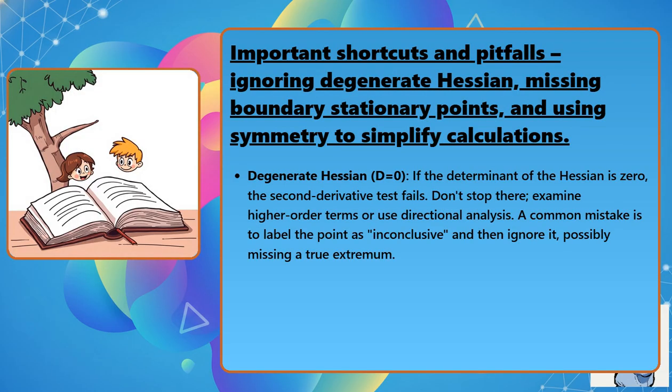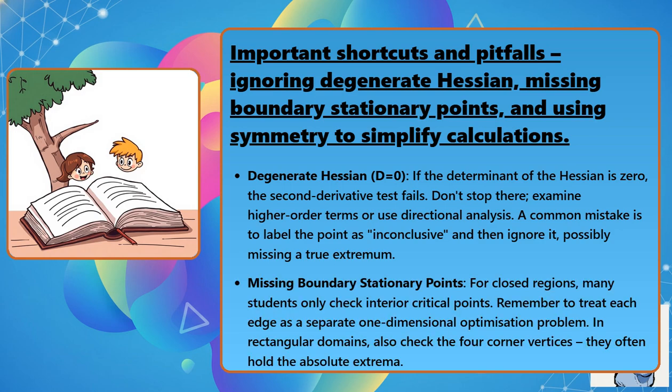If the determinant of the Hessian is 0, the second derivative test fails. Don't stop there. Examine higher order terms or use directional analysis. A common mistake is to label the point as inconclusive and then ignore it, possibly missing a true extremum.